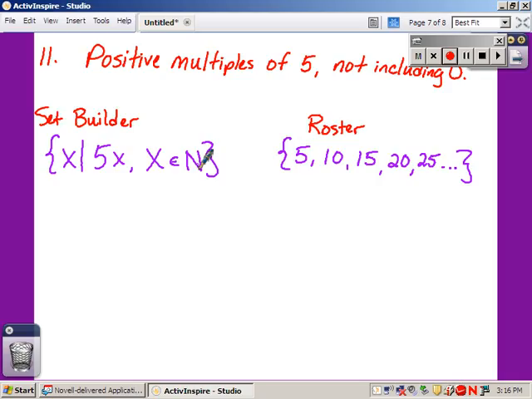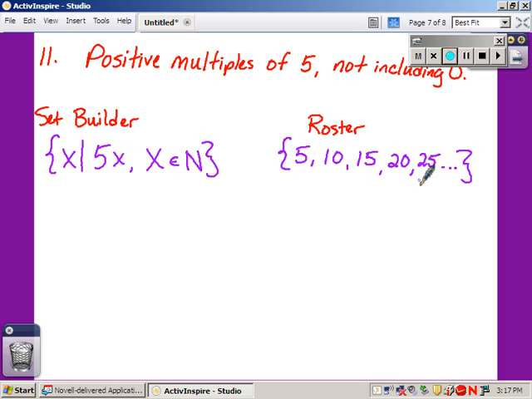So if I chose, say, 10, 10 would be okay, because it is a natural number. I put it in for x, and I get 50, which is a multiple of 5. But if I chose some number other than a natural number, say like 2.2, well, when I put that in for x, I get 11, which is not a multiple of 5. It would be incorrect. So we're specific to say we only want those natural numbers, because those are the only ones we can substitute in for x and get these numbers over here.